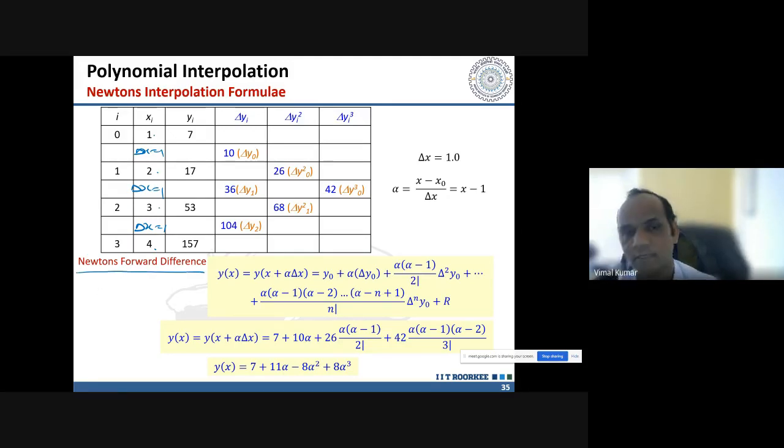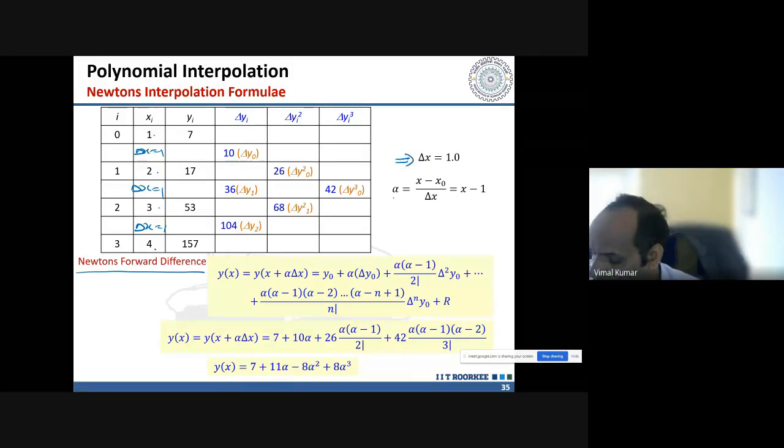Newton's forward difference method. What should I do? First, I take delta x equal to 1. Then I calculate alpha. Alpha is equal to x minus x0 by delta x. So the x0 here is 1. So we obtain x minus 1, delta x is 1, so I obtain alpha is equal to x minus 1.